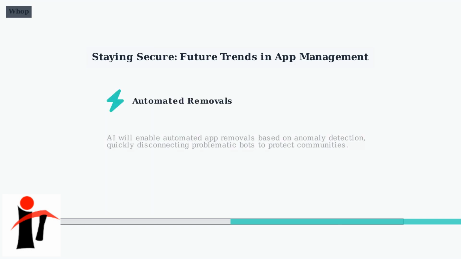Another advancement is automated removals. Using anomaly detection algorithms, AI will automatically disconnect and remove apps that exhibit suspicious behavior. This proactive approach will significantly reduce response times to security threats and minimize community disruption.